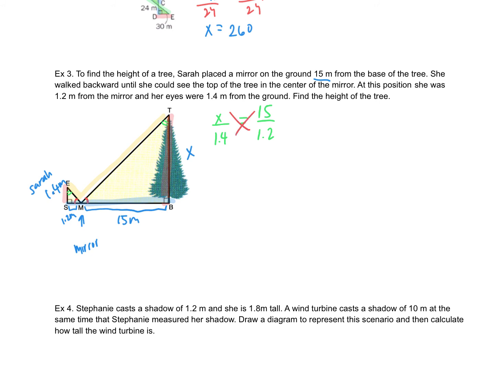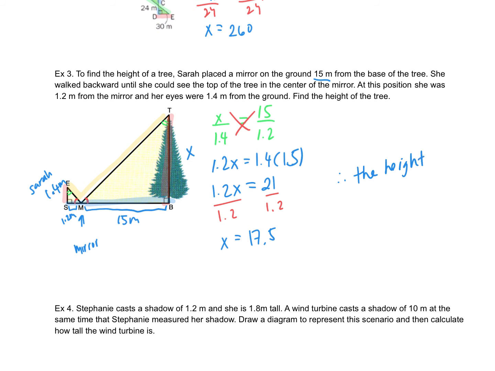Now I cross multiply. The 1.2 goes with the x, the 1.4 with the 15. 1.4 times 15 is 21. And like always, divide both sides by that coefficient. And we end up with 17.5, which makes sense because we want the tree to be bigger than Sarah. Therefore, the height of the tree is 17.5 meters.